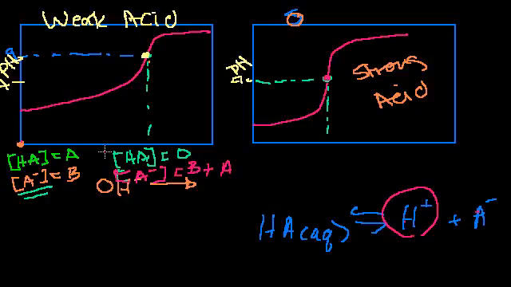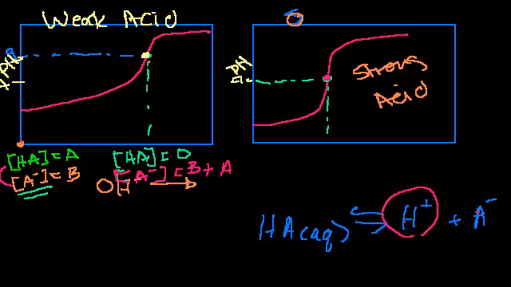Now, what can we do with this? Well, if we can somehow figure out the point along this curve where we had an equal amount of our acid and conjugate base, there might be something interesting that we could do with it. And actually, I'll tell you what's the interesting thing. Let me write the Henderson-Hasselbalch equation.